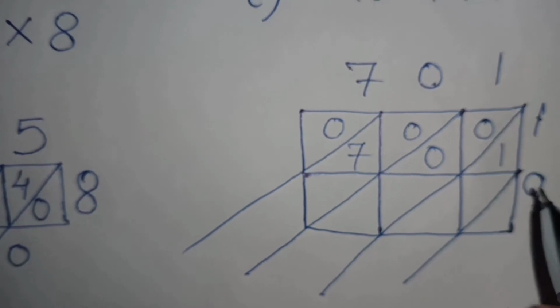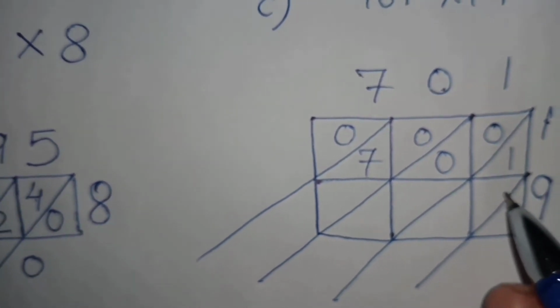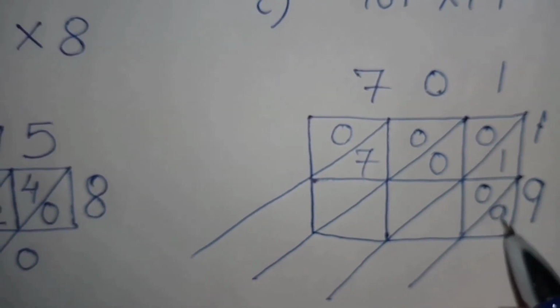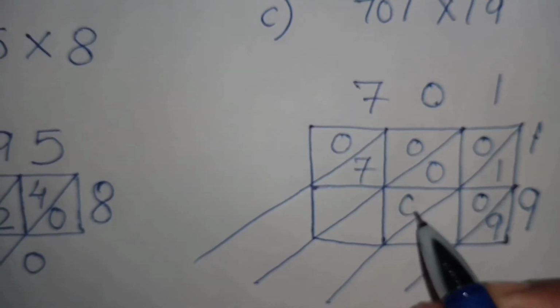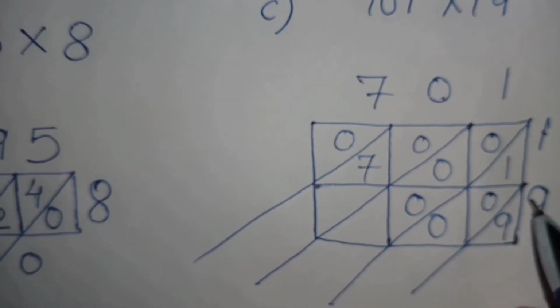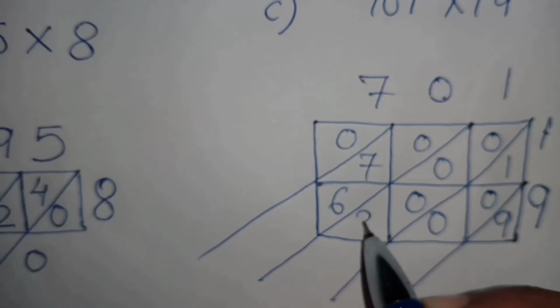Now 9 times 1 is 9. So here it will be 0, here it will be 9. 9 times 0 is 0. Both you have to write 0. 9 times 7 is 63. Done.